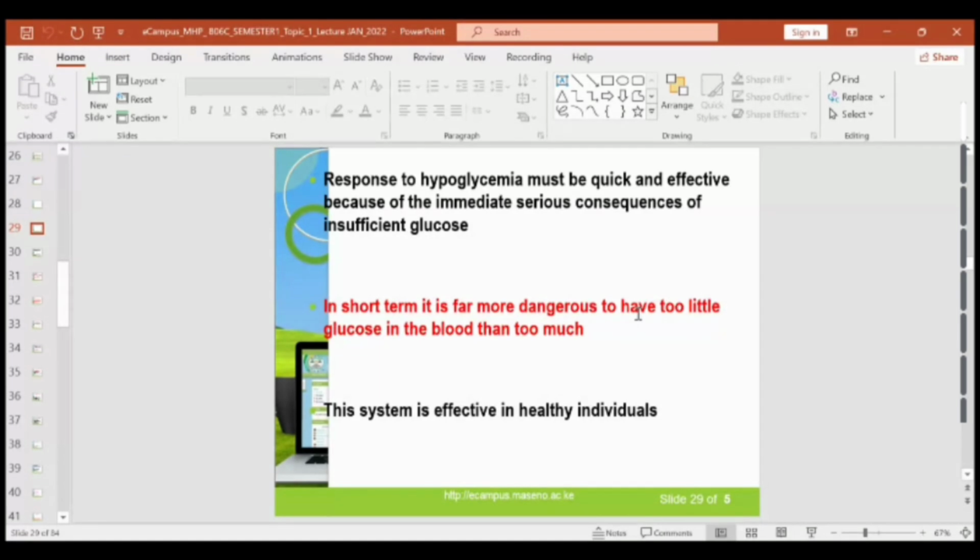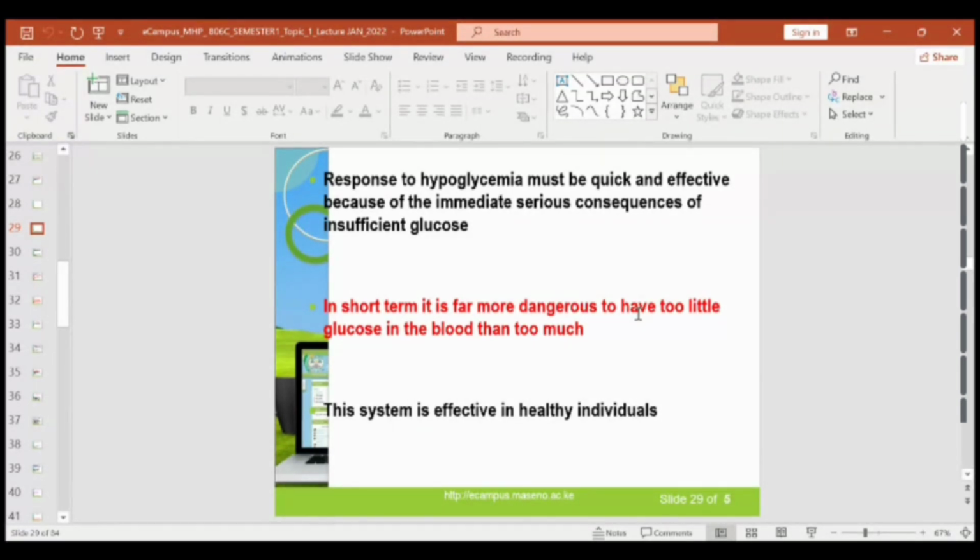So the response to hypoglycemia, that is when the sugar goes low, must be very quick and effective, and it has to be terminated immediately because the effects are rather catastrophic. When your sugar levels go too low, they become too damaging as compared to when the sugar levels go too high. You will die easily in a shorter duration of time when your sugar level goes below 2.7, but at sugars of 20, you can still be able to sustain them. This is because of the damaging effect it has on the brain.